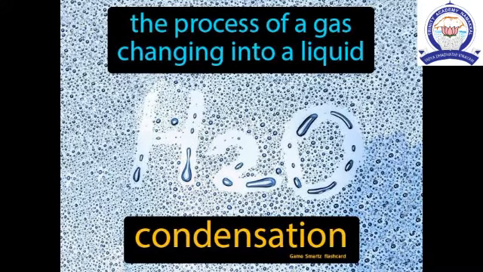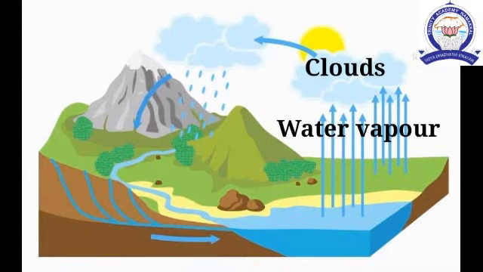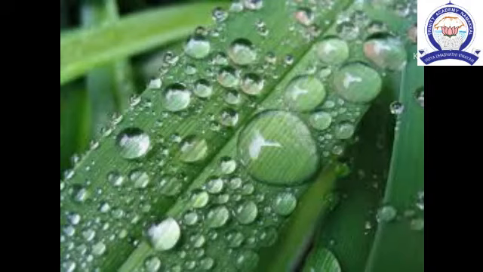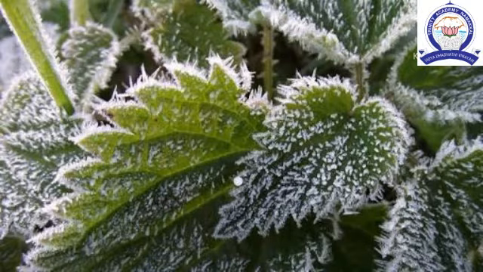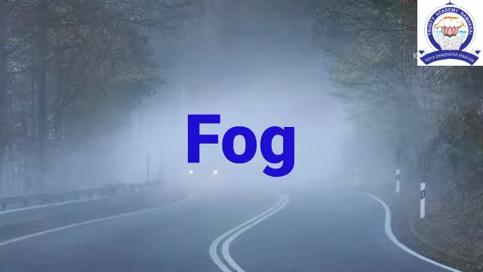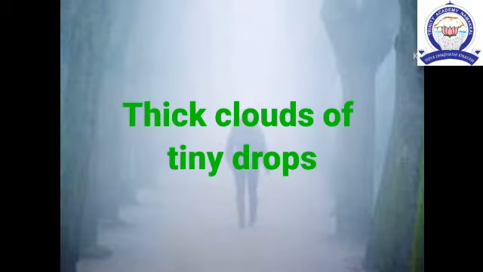Next topic is condensation. When water vapor cools down, it changes into drops of water. This is called condensation. However, in nature, we see water in the form of fog, dew, frost, hail, and snow as well. Fog occurs when thick clouds of tiny drops of water form just above land or water.